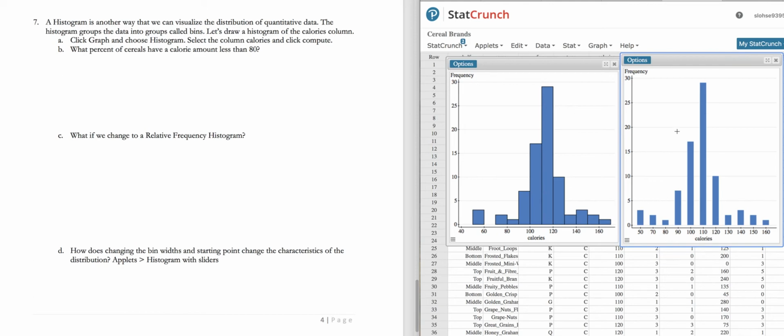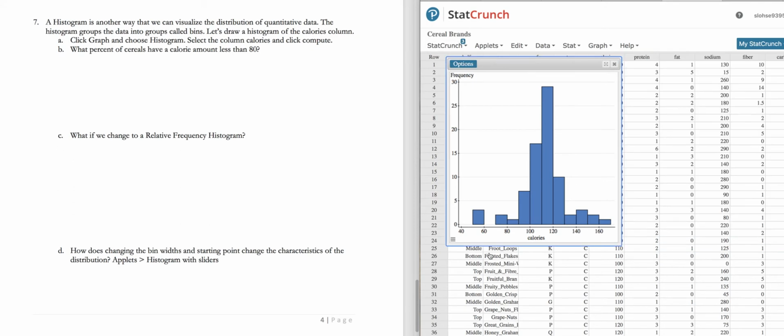So even though it does still give us the sense of the bell shape, you're going to miss important details if you choose a bar plot when you have numeric quantitative data. You must choose the histogram. Okay, so here's our histogram.